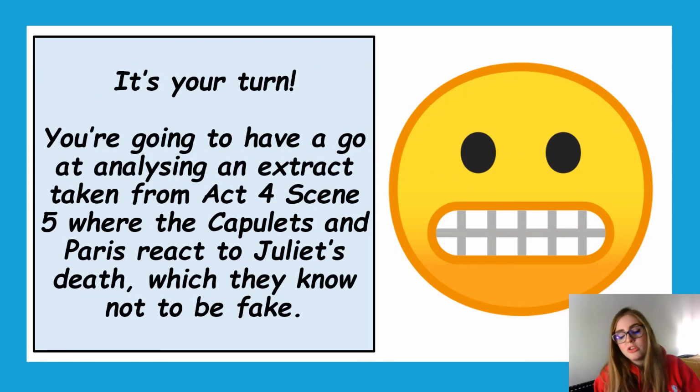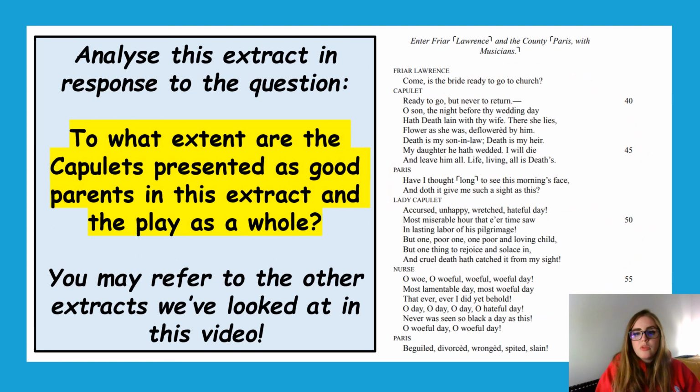What I'm going to ask you to do now is have a go at analysing an extract taken from Act 4, Scene 5, so you can have a go on your own using some of those top tips. Hopefully it'll help you doing it. This is where the Capulets and Paris react to Juliet's death, which they don't know is fake yet. So just hit pause and have a go at analysing this extract in response to this question, and then have a go at writing up in a paragraph. Okay, hope that was helpful.